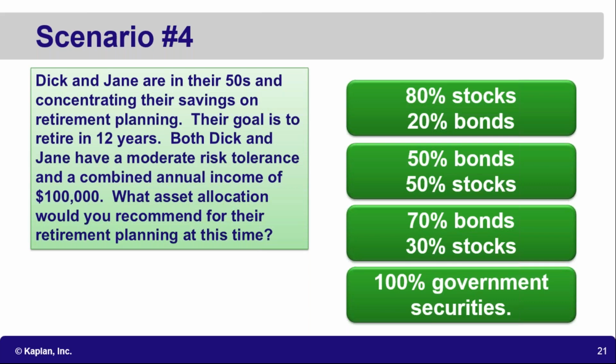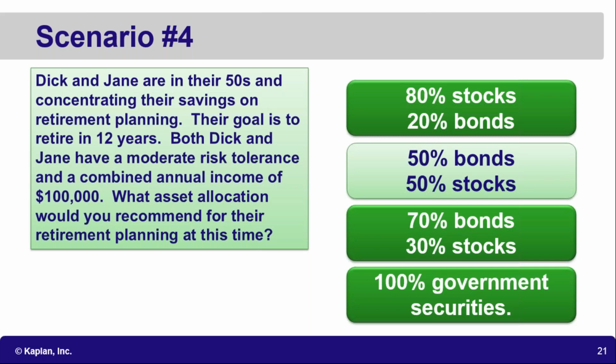So for this particular answer, we're going to go with 50-50, moderate investment. Again, that's a good starting point for someone who's moderate. You might go a little bit more in stocks, a little bit more in bonds, but for that particular person in their 50s, again, it depends on their risk tolerance.